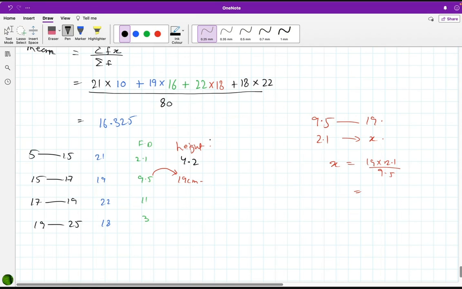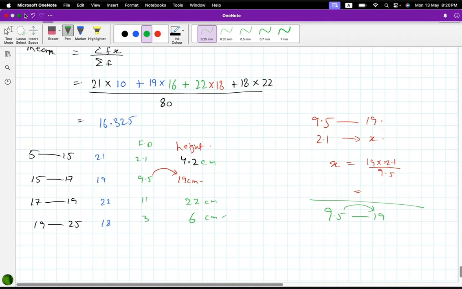Yes, 4.2. For the next one, when 9.5 gives a height of 19, basically it is double of that. So 11 would give a height of 22, and 3 would give a height of 6. Centimeters, centimeters, centimeters. Ali, clear? Yes, sir.